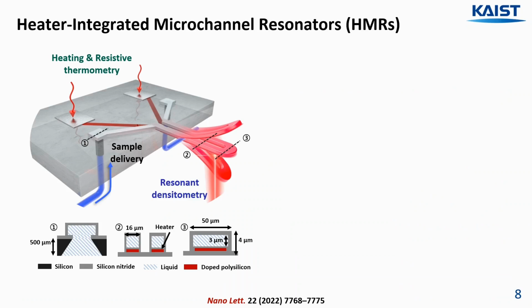In this slide, I will explain the basic structure of HMR. The liquid sample enters the microchannel, where we employ Joule heating and resistive thermometry for applying heat and simultaneous temperature measurement, and resonance densitometry to measure fluid properties such as density. The polysilicon layer is deposited on the insulating layer, and the suspended channel is fabricated by LPCVD silicon nitride with the sacrificial polysilicon etching process.